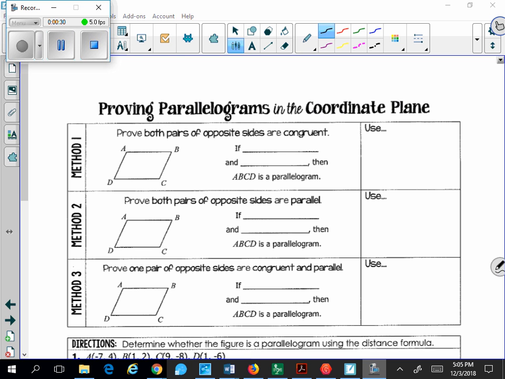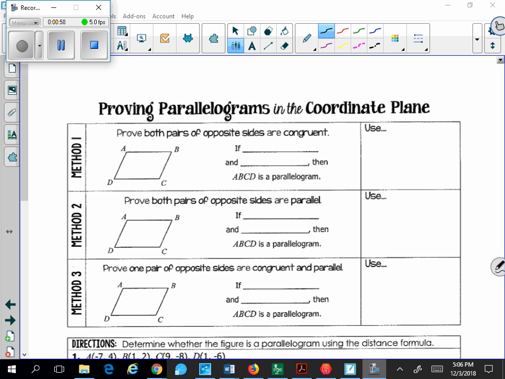So in order to do this, we have to think about what it means to be a parallelogram. Remember, a couple of things that we said, and the way that we're going to use these coordinate points to do this is telling whether sides are parallel or if they are congruent with each other. So the first method that we have up there is proving both pairs of opposite sides are congruent.